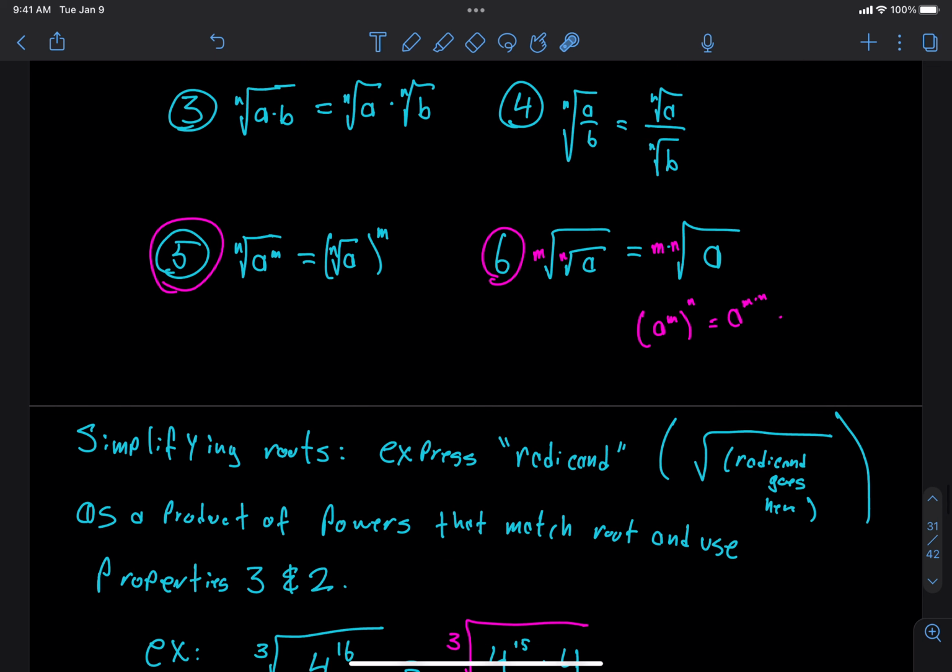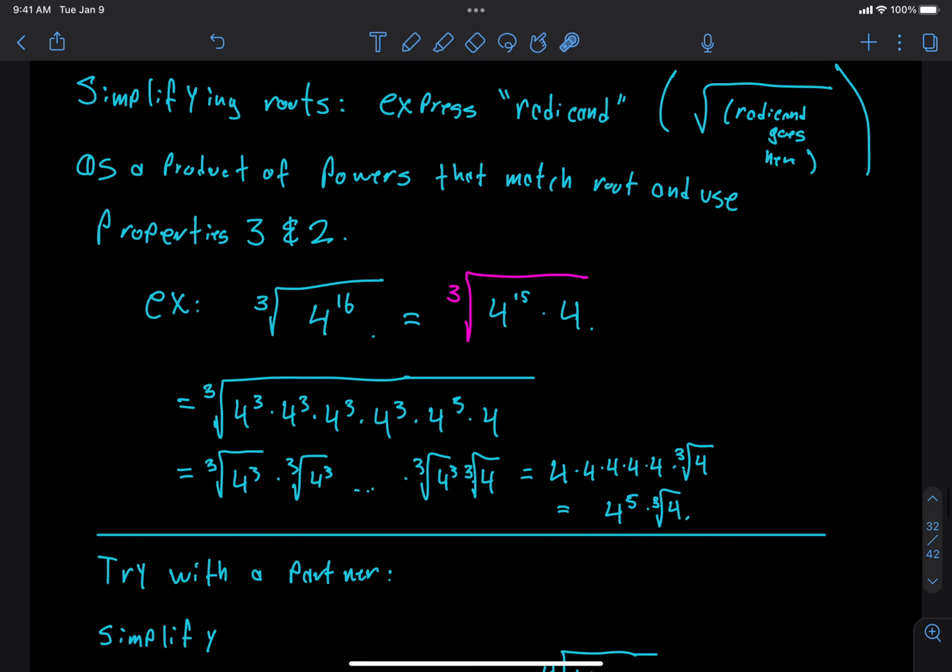Okay, so 5 and 6 are the only real new ones about the nth root, which is that the nth root of the mth power is the same as the mth power of the nth root. Okay, that makes sense. And if I take the mth root of the nth root, which is kind of hard to say, then I get the m times nth root. And that's going to make a lot of sense in a minute when we talk about rational exponents.